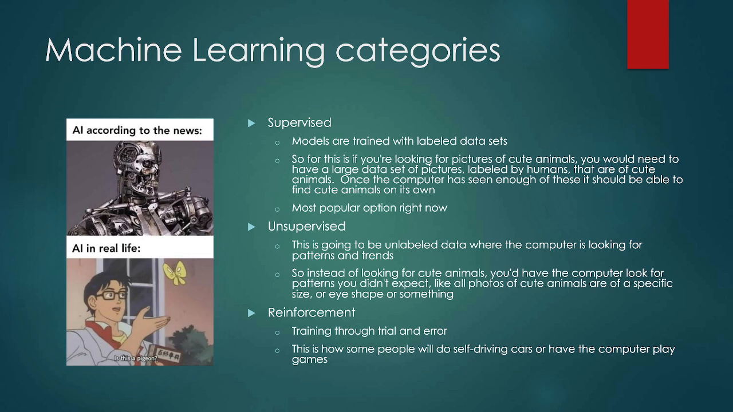Lastly is reinforcement, training through trial and error. This is actually how some people do self-driving cars or teach computers how to play games. You basically end up having the computer do something and see what happens. Was it a success? Was it a failure? Mark it.